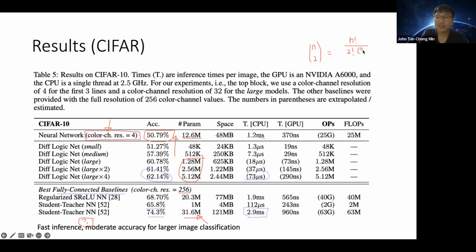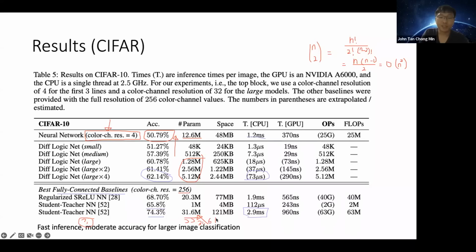So this is n times n minus 1, divided by 2. So this scales in the order of magnitude of n squared. So this is Big O n squared. Yeah, so this scales quadratically in the order of your inputs. So from 4 to 256, imagine the scale here. The diff logic net will be much larger than 31.6 million. Okay, that's why they didn't do this.